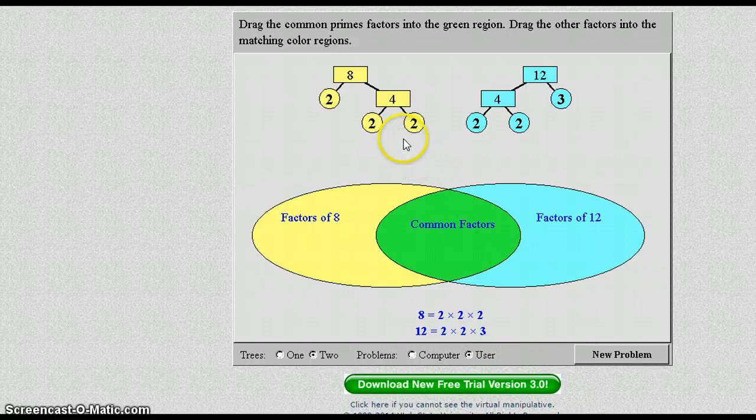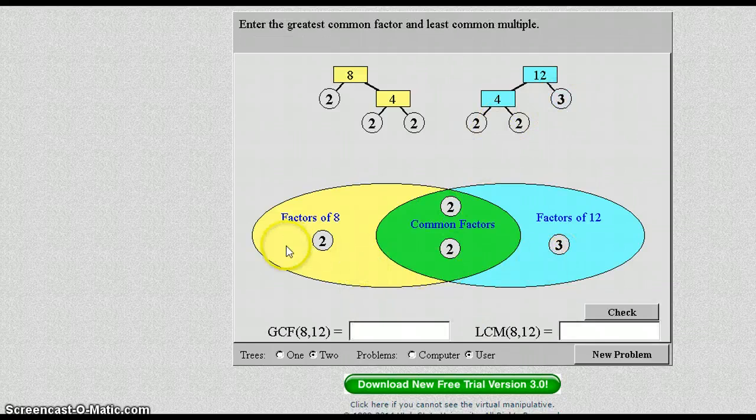Now I'm going to click and drag on the common factors. I see they each have 2 factors of 2 in common. So I'm going to drag this 2 into the common factors, and notice 1 in each section disappeared because it's a common factor. Let's drag one more 2 in here. Now that's all the common factors. This 2 needs to just go into factors of 8, and this 3 needs to go into factors of 12. So we've completed the Venn diagram.